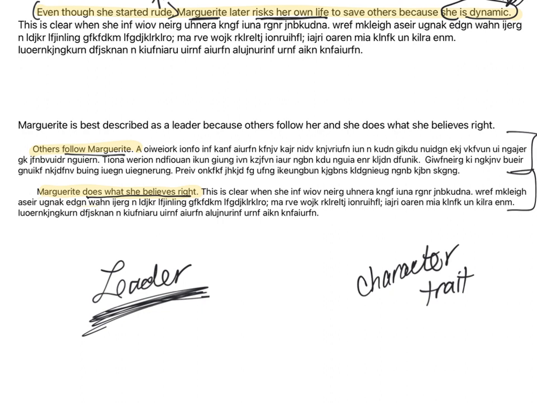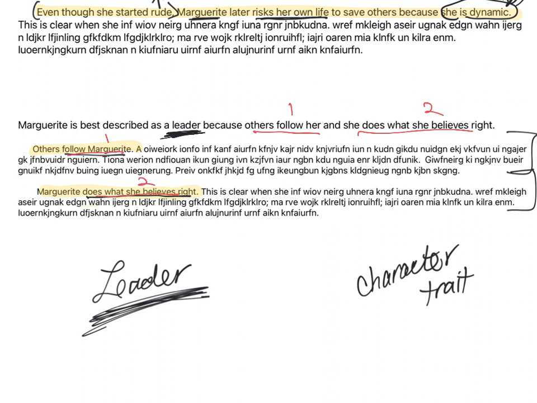So now I have my thesis. Marguerite is best described as a leader. The prompt sort of asks how it's best to describe her, so you have that reference to the prompt, and then the answer to the prompt. The thing that the whole paper is going to be about is that she's a leader. So our last paper was all about she's dynamic. This one is all about she's a leader. And then I can see again, I need to have the 1, 2. This says that reason 1 is others follow her. Reason 2 is she does what she believes is right. 1, follow her.